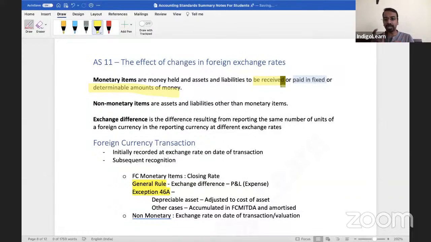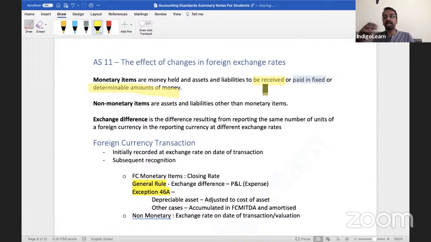A lot of students get confused here, but you can just note it down somewhere that inventory is non-monetary because the amount that you will receive is not fixed and determined. The value keeps on fluctuating till the time you sell that particular item. Okay. Now, having understood this, let us understand the accounting aspects related to foreign exchange rates.